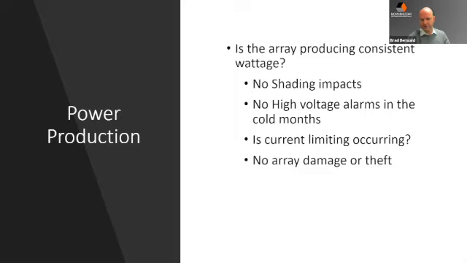So the shading impacts, making sure there's no high voltage alarms, is current limiting occurring, meaning that there's maybe some high temperatures, or the array is putting out a lot of power and the current is being limited. And lastly, sometimes array damage or even theft, depending on the region and the market, can occur. It's not always easily visible why the PV voltage is not what it should be, and you can sometimes detect theft or array damage.